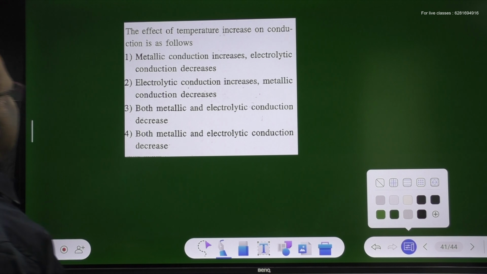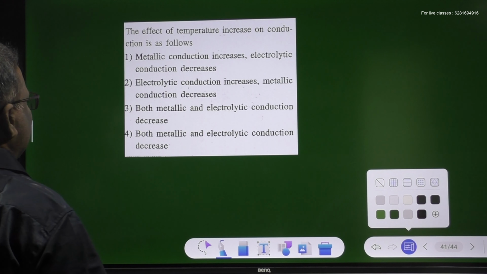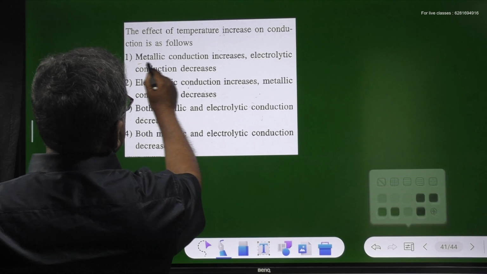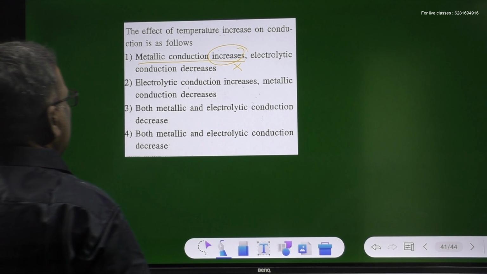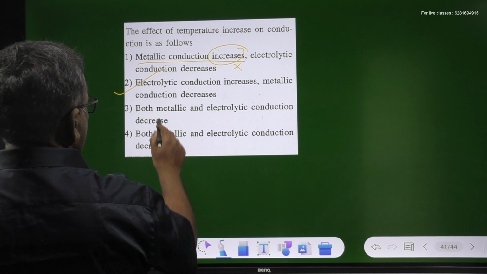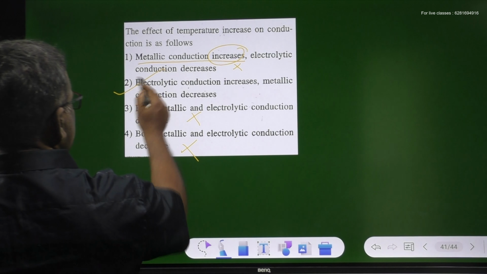The effect of temperature increase on conductance is as follows. Metallic conductance increases, electrolytic conductance decreases. Metallic conduction decreases with increase of temperature. Electrolytic conduction increases, metallic conductance decreases. Yes, this is correct. Both metallic and electrolytic conductance decrease. Wrong. So second option is correct.